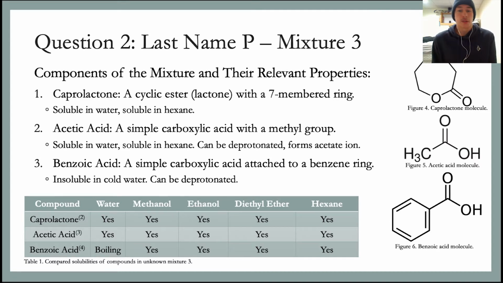The main thing observed in this comparison of solubilities is that caprolactone and acetic acid are soluble in water, and benzoic acid is only soluble in hot water. It's insoluble in cold water. We also note that acetic acid and benzoic acid can both be deprotonated, and as you'll see later, it is relevant for acetic acid.